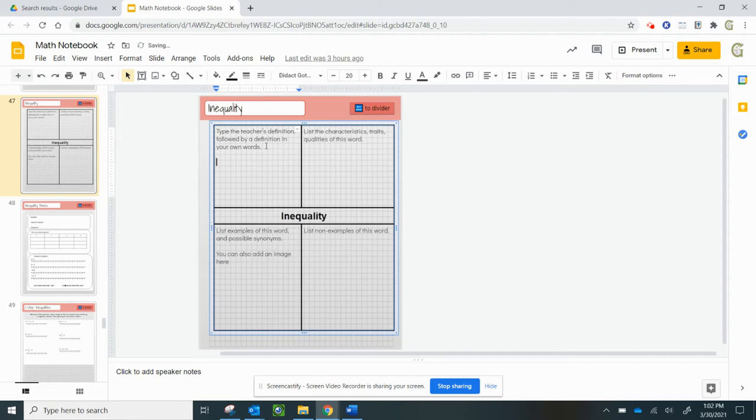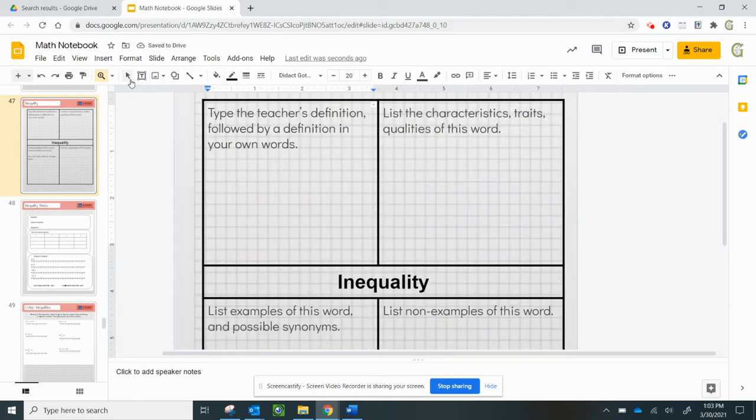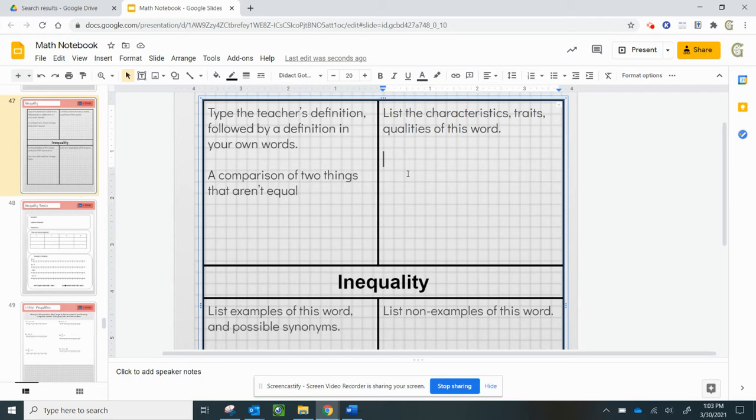So in the first box there, you can go ahead and type, let's see, I'll zoom it in so you can see better. You could go ahead and type that an inequality is a comparison of things that aren't equal. And so when we do that, there's a couple things that we know about it. One thing would be that we use 4 symbols to do this, and we'll look at those on the next page.